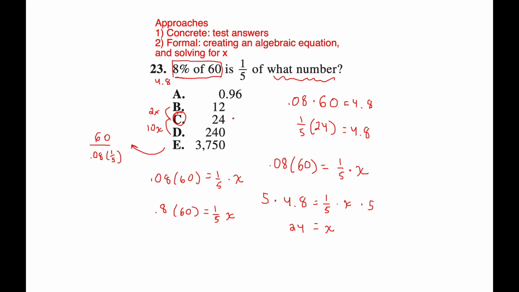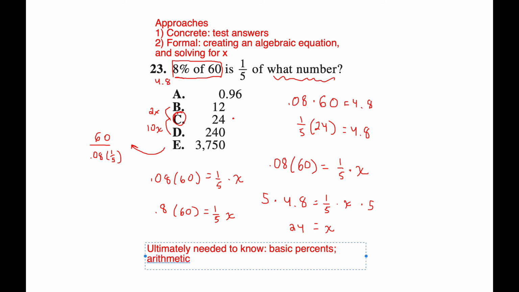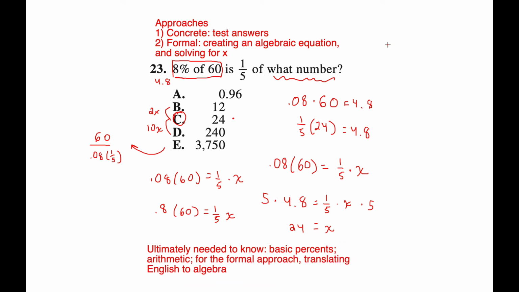I'm going to write out what we ultimately needed to know down here because we're running out of space. Ultimately we needed to know basic percents to convert that percent into a decimal. We also had to do arithmetic. And in doing it the formal way, we needed to know how to translate the English into algebra. So for the formal approach, translating English to algebra. And that wraps things up for question 23. Let's go on to 24.